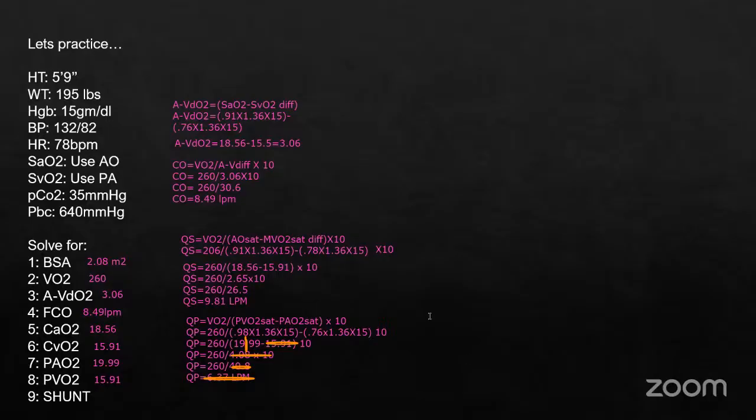All right, QP. We're looking at the pulmonary system, so I only need PA and PV for oxygen. It's going to be VO2 divided by parentheses PV O2 sat minus PA O2 sat difference, times 10. That's my formula again.